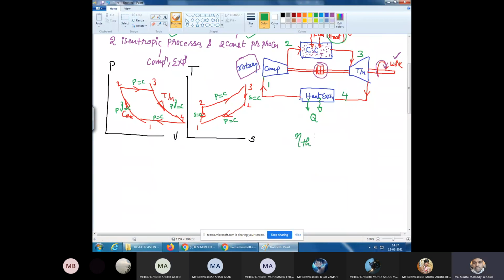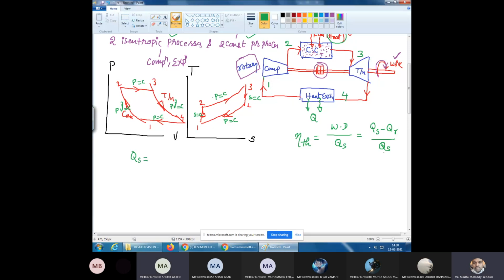Thermal efficiency can be defined as work done by heat supplied. What is work done? Work done is equal to heat supplied minus heat rejected, divided by heat supplied. We know heat supplied and heat rejection are taking place at constant pressure. Now tell me, can anyone give the heat supplied?